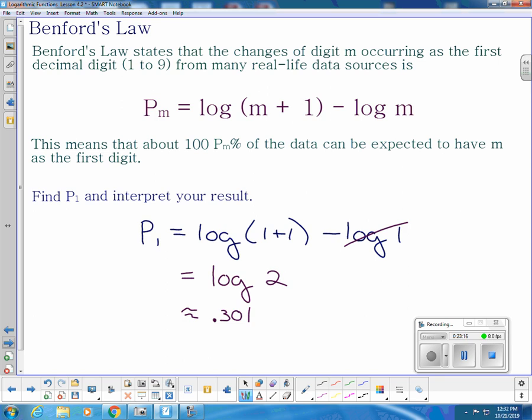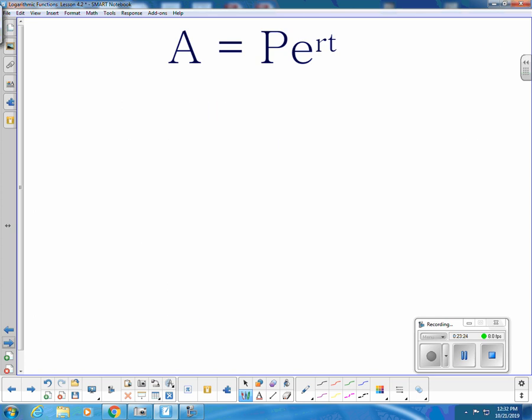Based on logs. It is. That is a log. How does that work? We're going to talk about it in a couple slides. A equals P e to the rt. So we already have this next day. There's a bunch more.